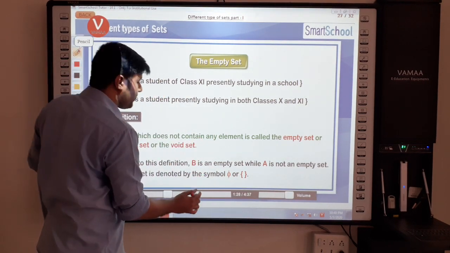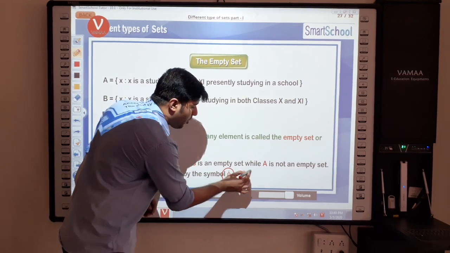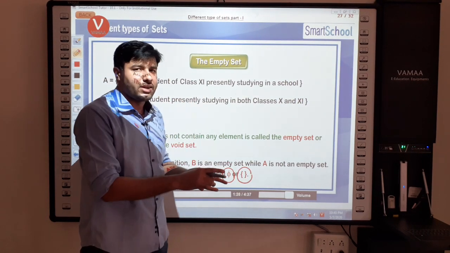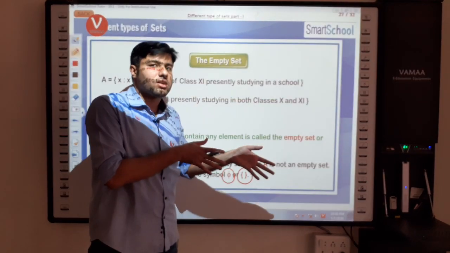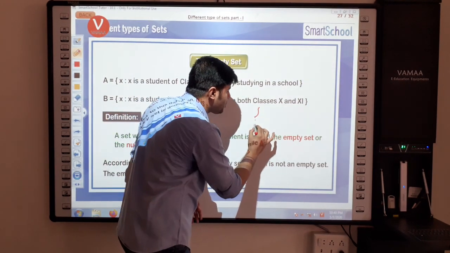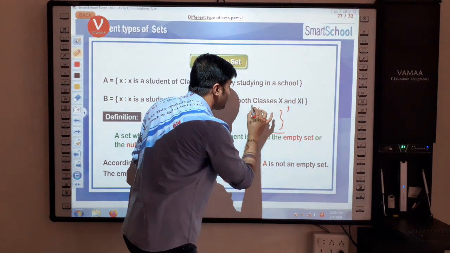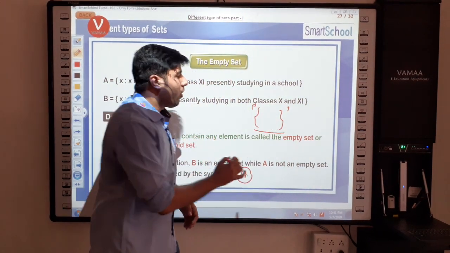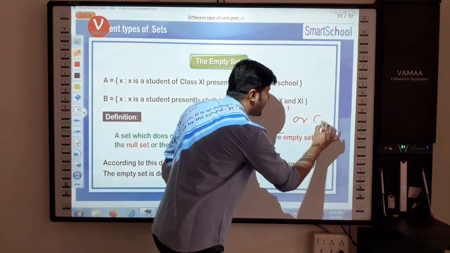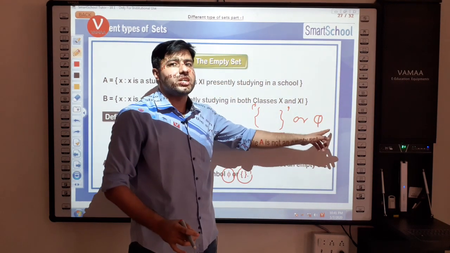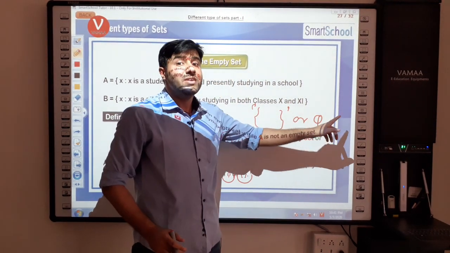The first symbol that we are using here is phi, or we can just use the curly brackets. Nothing will be kept inside the curly brackets. If we just use the curly brackets, it shows that the given set is a null set or empty set, or we can also use phi. Only phi will be represented here, okay? This will show the null set.